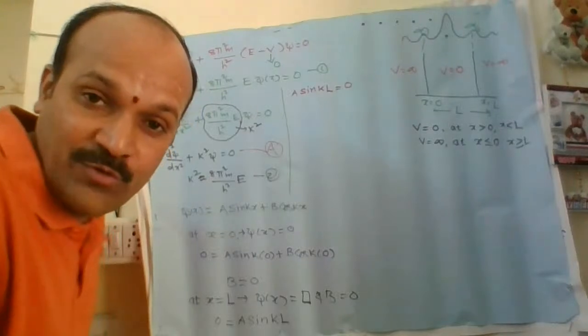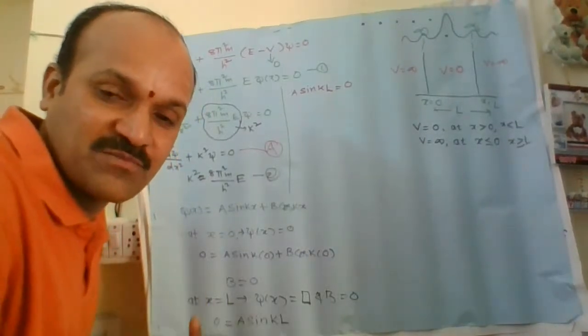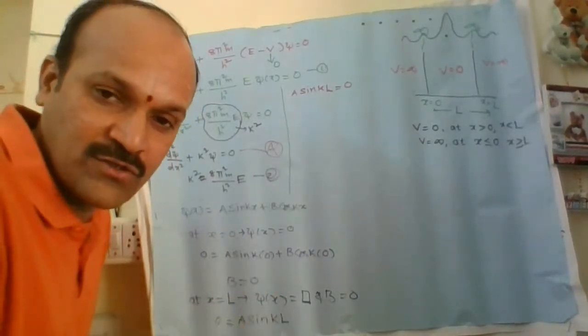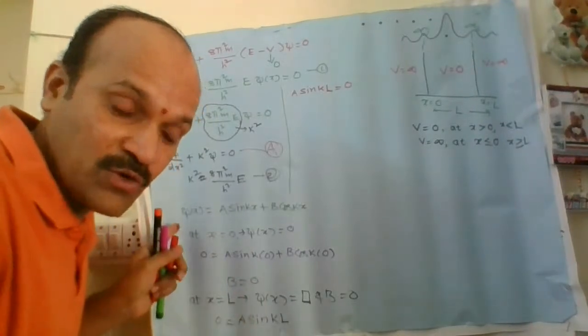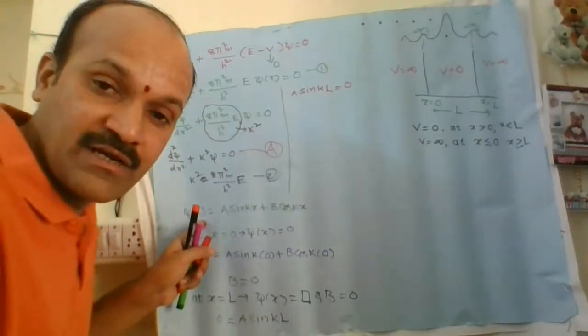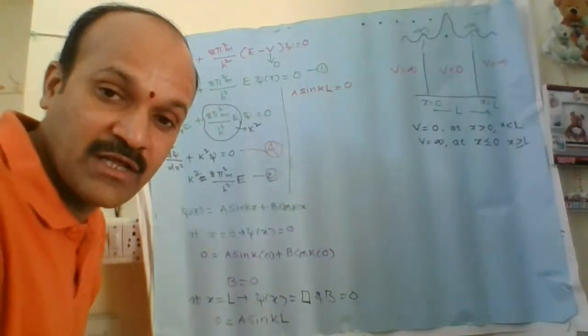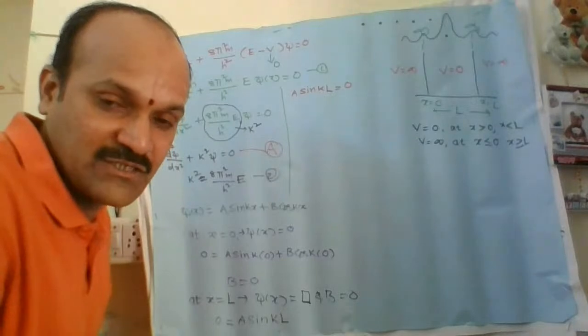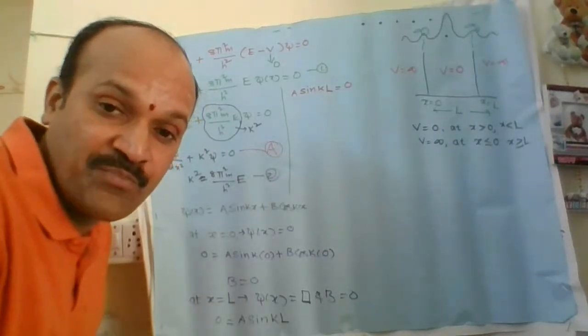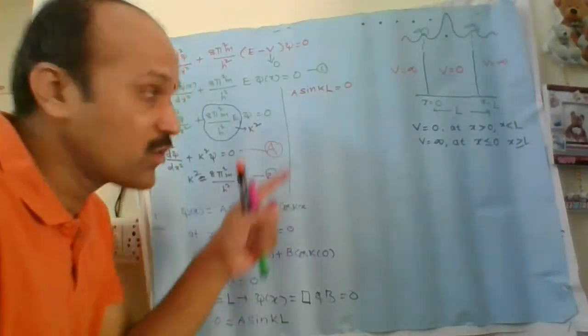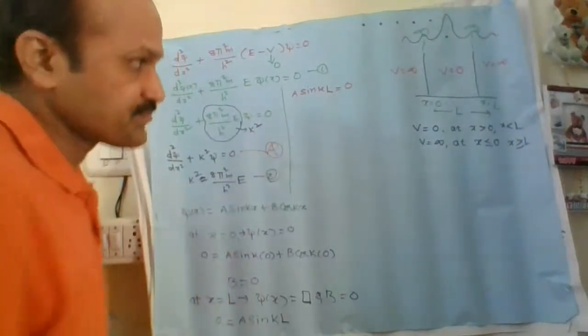A cannot be 0. If you make A 0, it is meaningless. Again, B we already got 0. If A is 0, then psi of x becomes 0 totally. Psi of x 0 in the sense there is no particle even inside the box. But that is not our assumption. What is our assumption? The particle is there. So A cannot be 0.